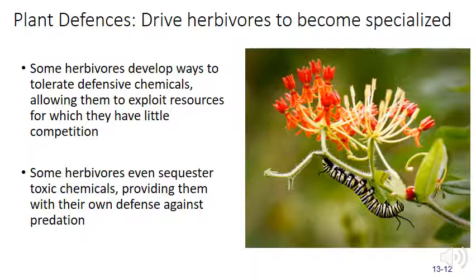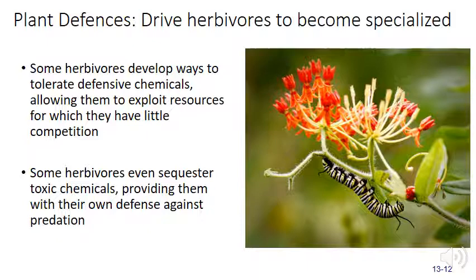So, for example, some herbivores have developed ways to tolerate defensive chemicals. So this picture on the right is a milkweed that famously produces toxins called cardenolides. So if you break a leaf off this plant, you'll see that kind of milky sap that's very toxic to most herbivores. But some insects, like milkweed bugs or monarch caterpillars, have developed ways to tolerate those chemicals. And what this does, it allows them to exploit this food resource with very little competition from other herbivores that can't digest that plant material.